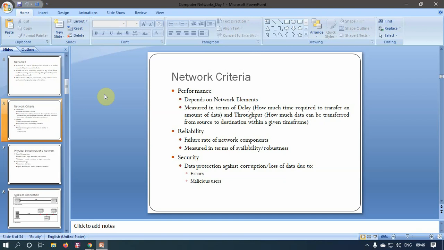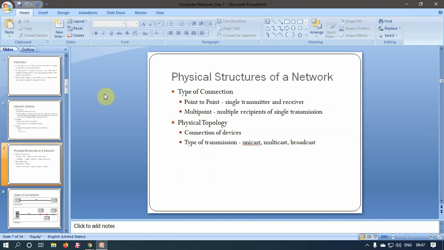And lastly, we have malicious users, which means hackers. So again, in a network there can be various ways by which a network can be hacked. So again, the security of a network depends on how susceptible it is to getting hacked. These are the things by which we measure how good a network actually is.